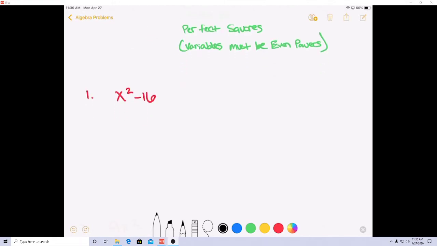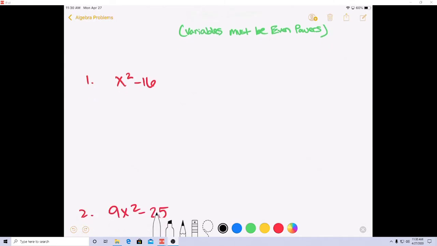This first one, we have x squared minus 16. They're both perfect squares. There's technically a 1 right here. 1 is a perfect square, so is 16. And our variable has an even power of 2. So I square root the first term. That's going to be what we call the a value. Okay? The square root of x squared is x. Then I square root the second term. Okay? The square root of 16 is 4.